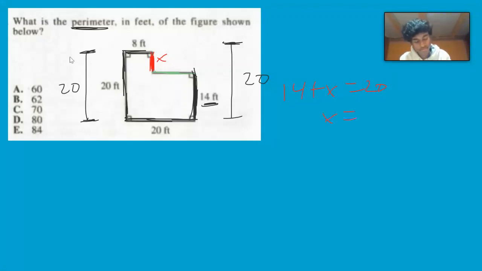So x is just 6. So this is equal to 6. Similarly, we can do the same thing to find the length of the green side.